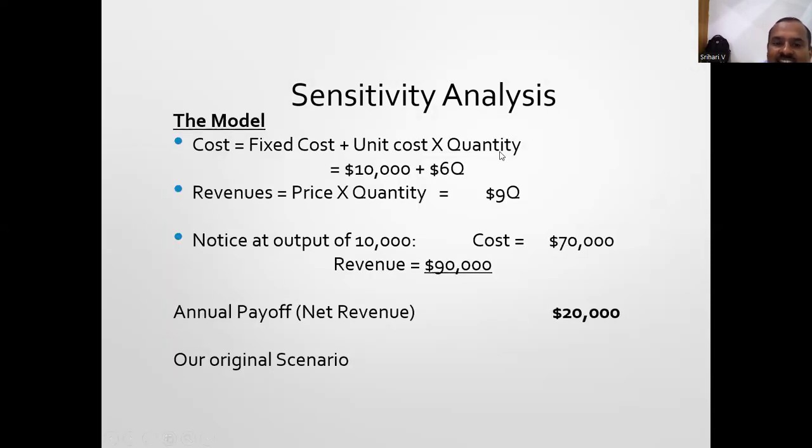In sensitivity analysis, we will take the cost. The cost is equal to fixed cost plus unit cost times quantity. Then we analyze the revenue, that is sales price times quantity, the number of units sold. Then the output, that is 10,000 units. Annual payoff, net revenue, $20,000, our original scenario.